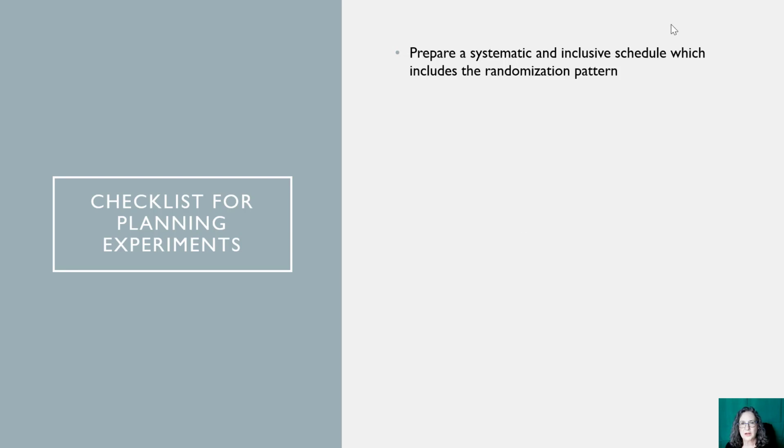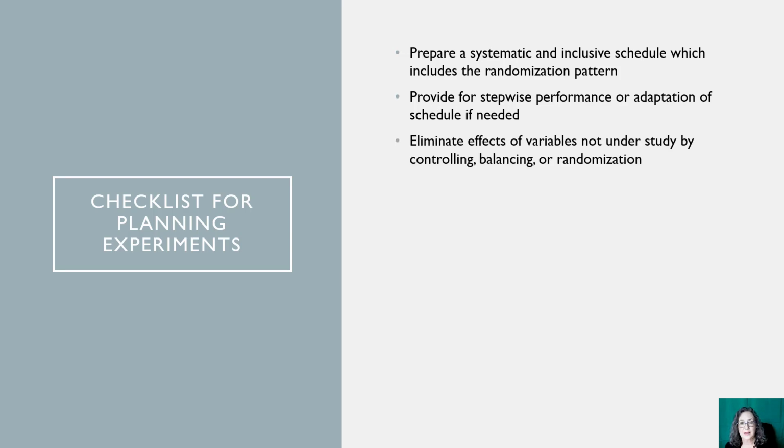So with this very, very brief review, let's go through the checklist for how to plan an experiment. So first you want to prepare a systematic and inclusive schedule that includes randomization. Then you want to provide for how you're going to go through and perform this experiment step by step. Adapt the schedule if you're needing to. Have a plan for that. And then eliminate the effects of your variables that you aren't studying by controlling, balancing, or randomizing those.